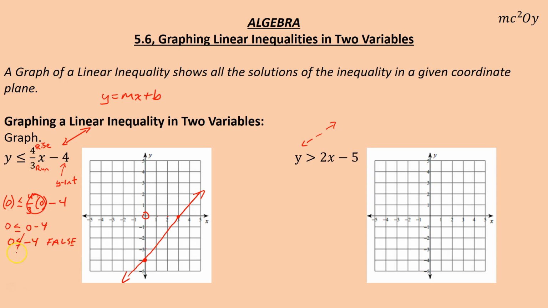Which means I would have to shade away from 0, or below, some would say below this line. Anything on the line or below it is a solution. Now over on this one, y-intercept negative 5. Notice I rise 2 and I run 1, right? The denominator is 1, so up 2 over 1.